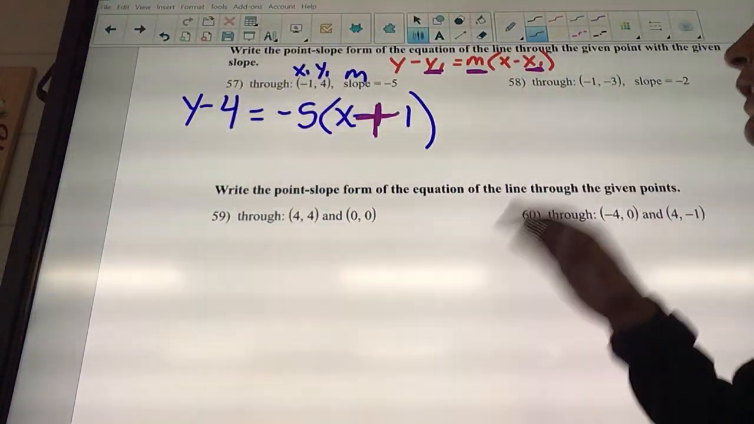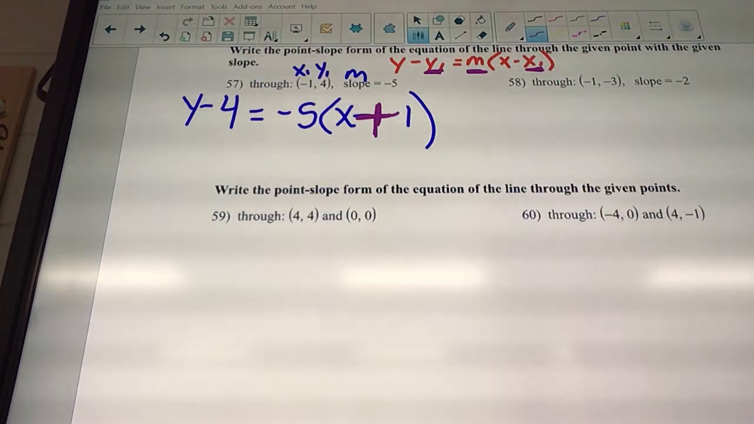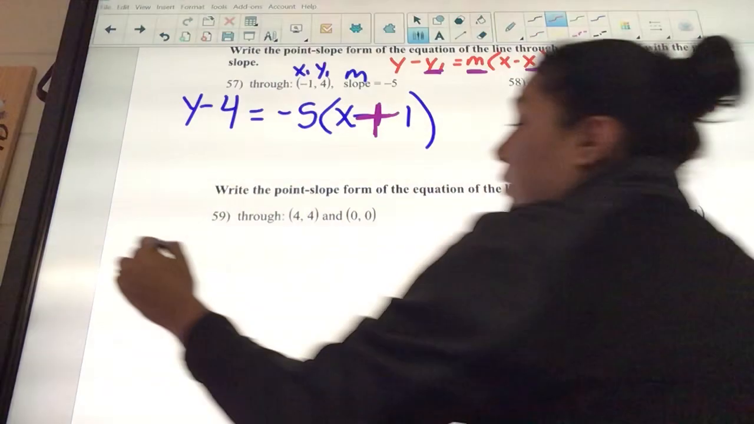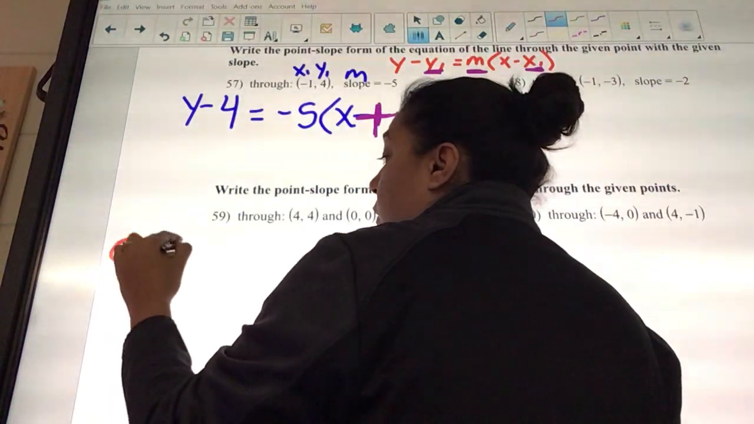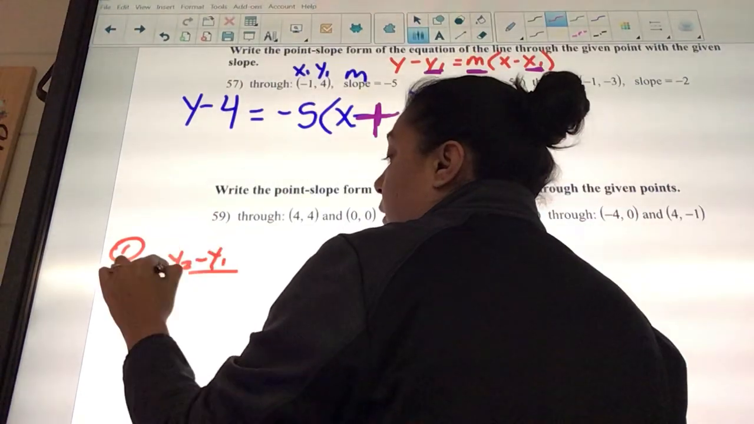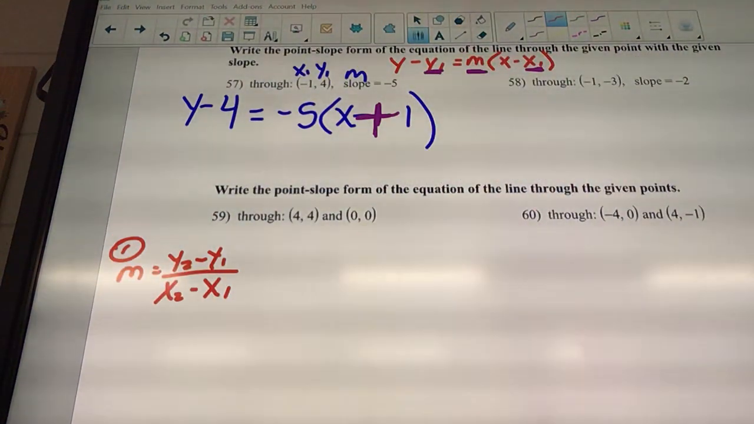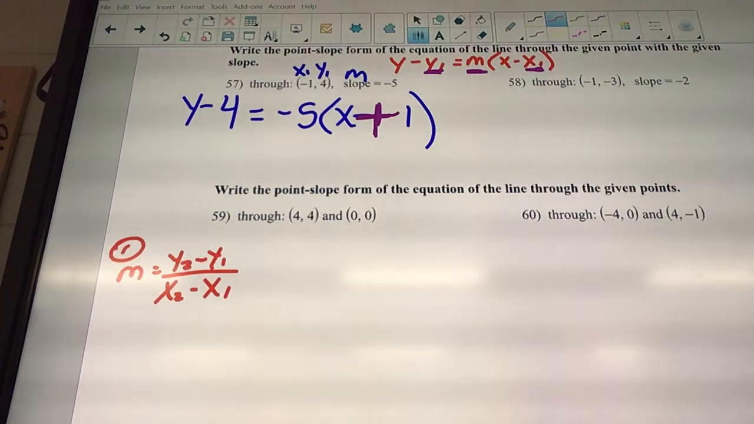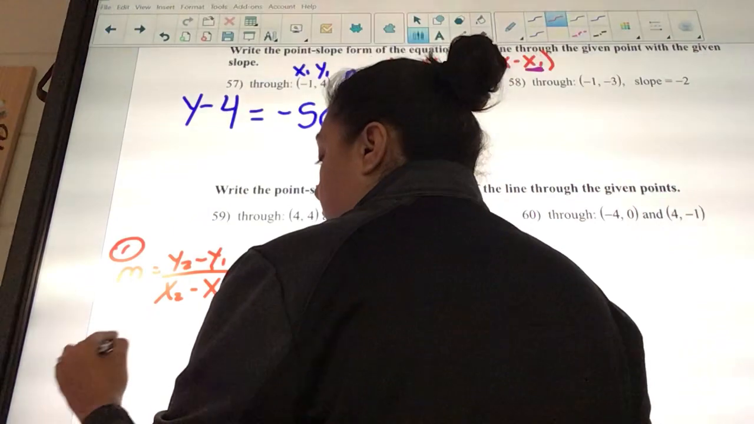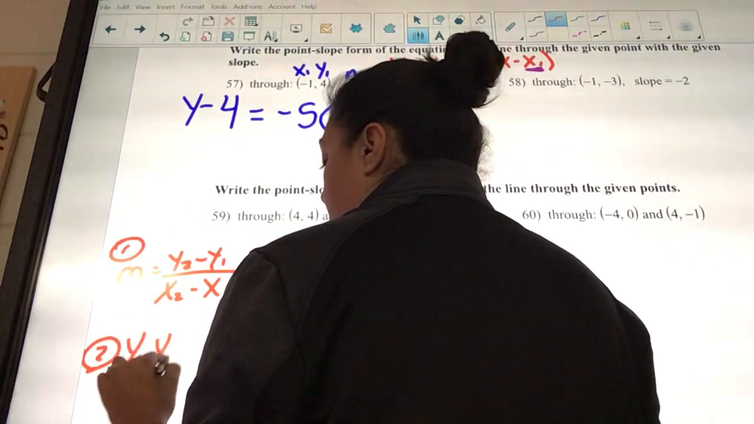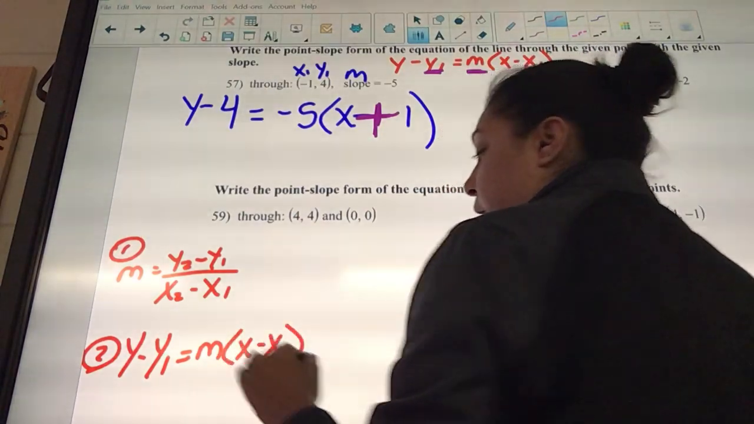Okay, again, for this next one, I'm trying to get it in point slope form. I do have to use two different formulas for this one. The first formula we're going to need is m equals y2 minus y1 over x2 minus x1, which we did earlier. The other formula that I'm going to need is y minus y1 equals m times x minus x1.